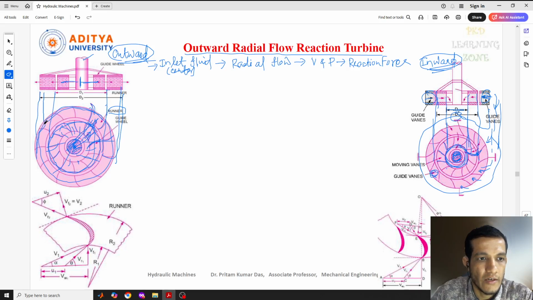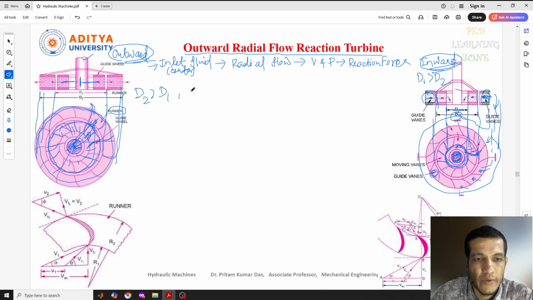Outer diameter is D2. While it is different, here D1 is more. Here if you see, D1 is greater than D2. But here, D2 is greater than D1. So in this aspect, D2 is more than D1.